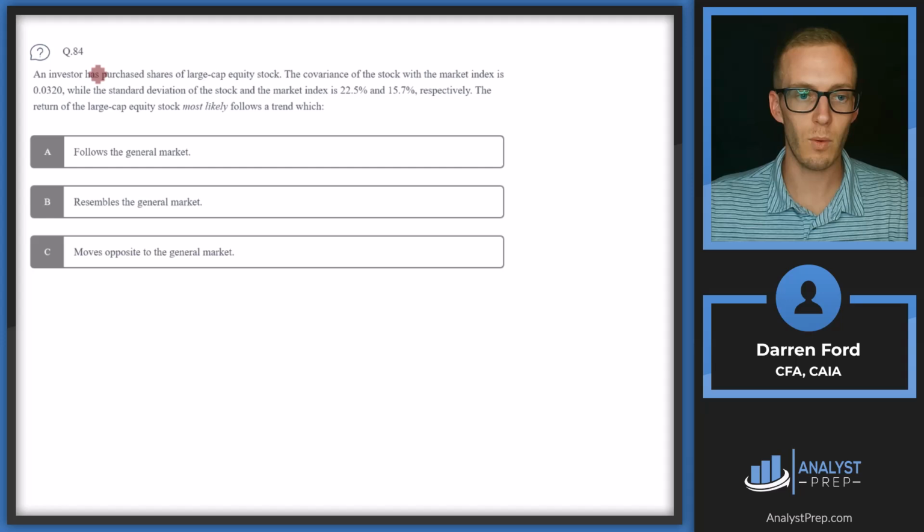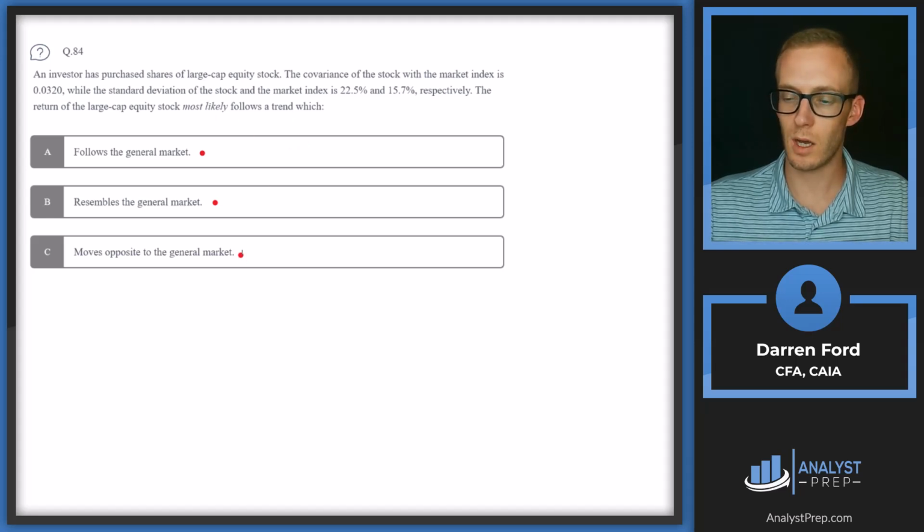Answer A. Question 84. An investor has purchased shares of a large cap equity stock. The covariance of the stock with the market index is 0.032, with the standard deviation of the stock and the market index of 22.5 and 15.7 respectively. The return of the large cap equity stock most likely follows a trend which A, follows the general market, B, resembles the general market, or C, moves opposite to the general market.